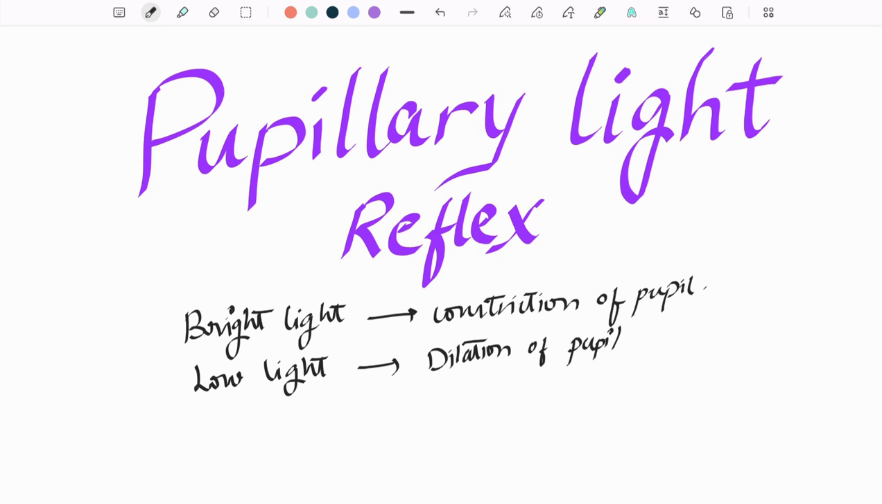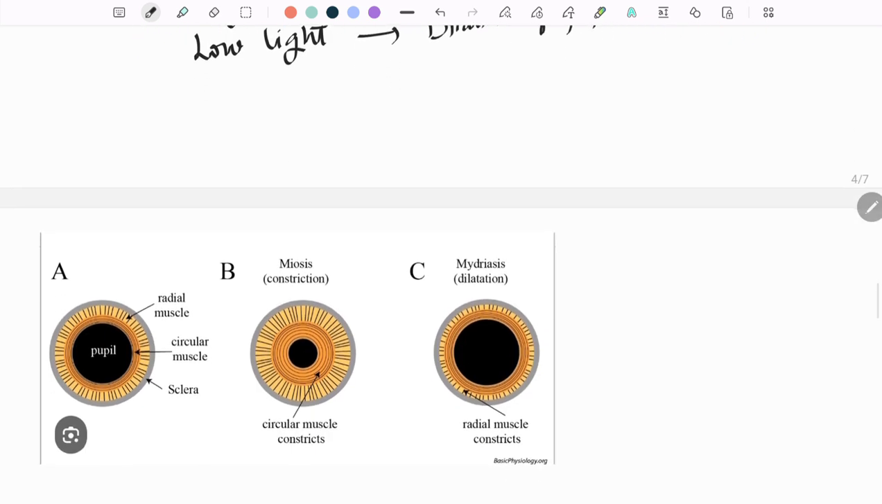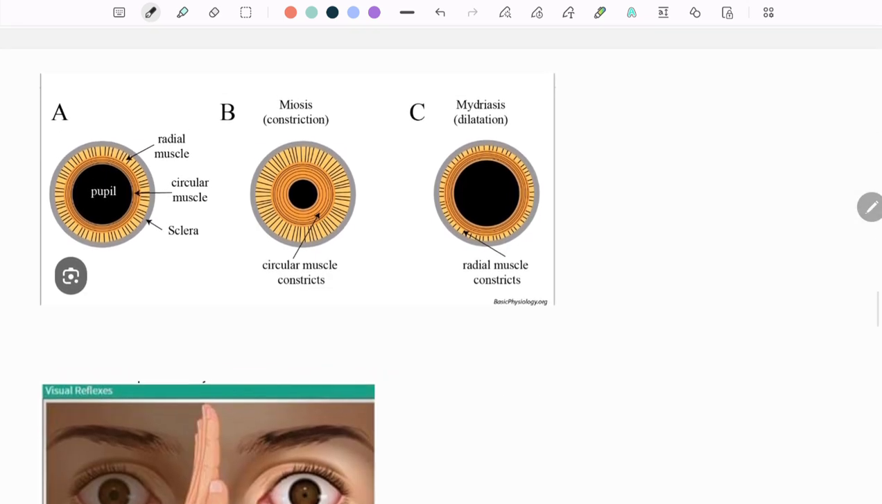And before going into the pathway, let us also discuss the procedure, like how the light reflex is done and what are the muscles responsible for the constriction and dilation. So this is an image of the pupil and the iris muscles. In the iris there are two main muscles, the circular muscle and the radial muscle. Circular muscle is also called the sphincter pupillae, whereas the radial muscle is also called the dilator pupillae.